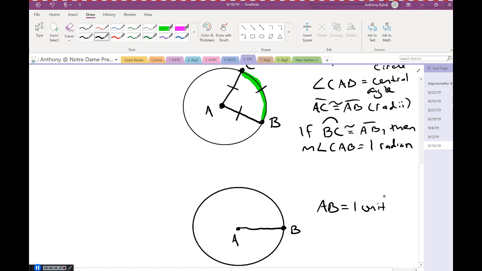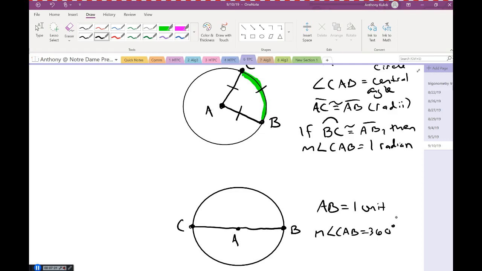So let's say we have a circle with a radius of 1. Well, we know that if I take the angle CAB, that's 360 degrees. Everybody agree with that?